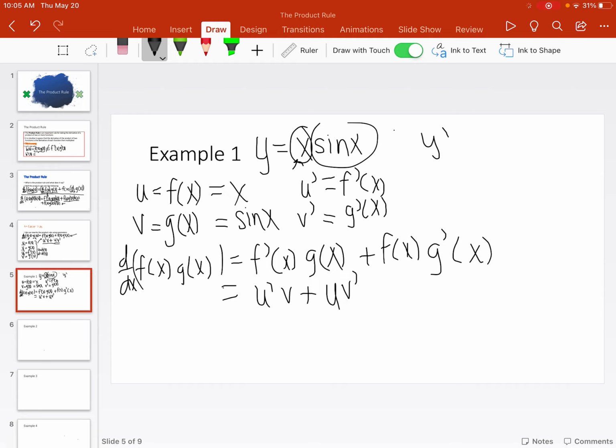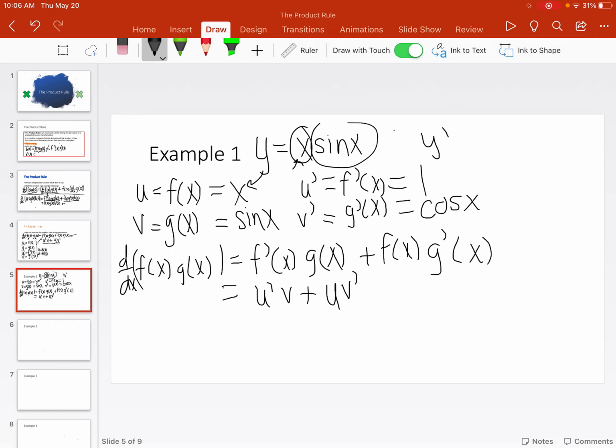So let's actually take the derivative. What is f prime of x? Well, what is f of x? f of x is just x. So what's its derivative? f prime of x is just 1, using the power rule. What is the derivative of g of x? g of x is equal to sine x, so g prime of x is equal to cosine x.